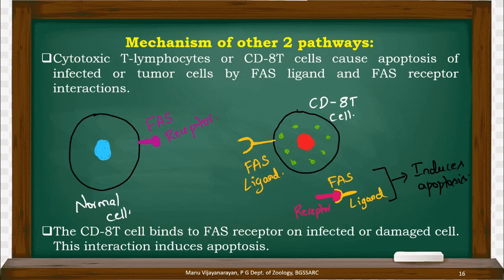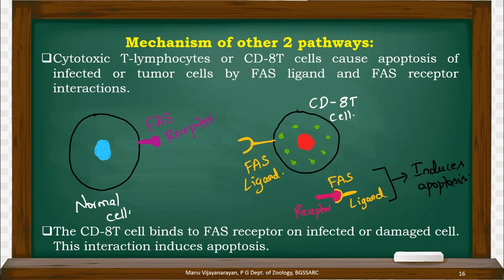The other two mechanisms of apoptosis, that is the extrinsic pathway and the granzyme pathway, follow a common protocol, that is FAS receptor ligand interaction. Various cells in the body have got FAS receptors on them. So these FAS receptors have the capacity to bind to the cytotoxic T lymphocyte cells when there is any damage that has occurred to the cell.